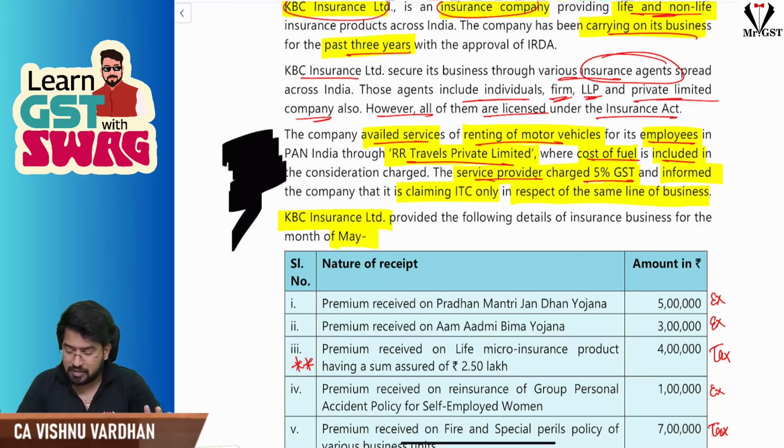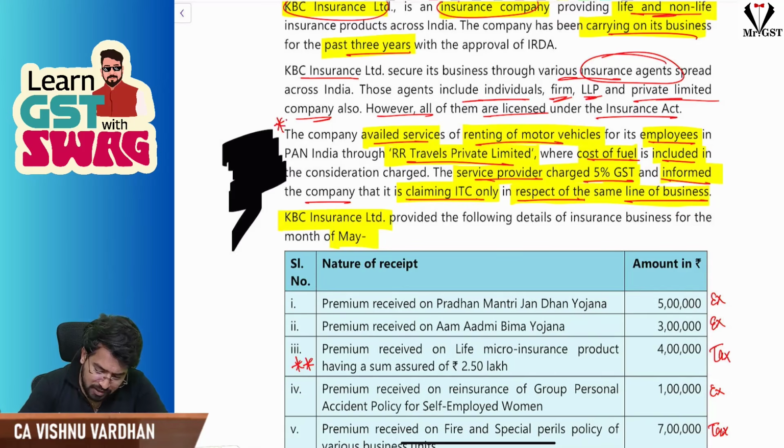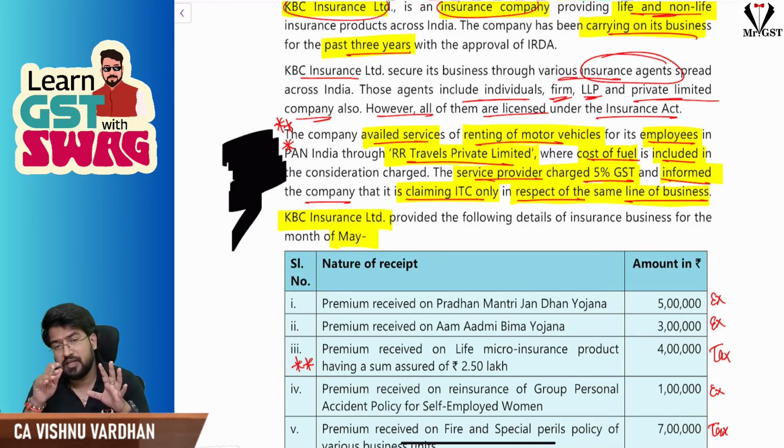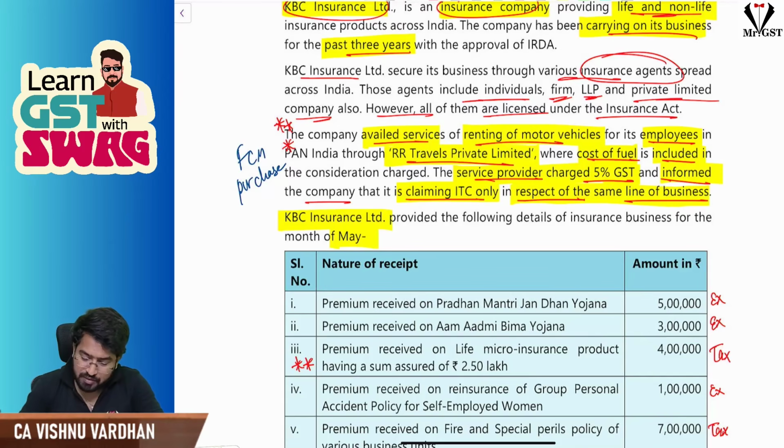Service provider is charging 5% GST and informed the company that it is claiming ITC only in respect of the same line of business. This is one important and interesting paragraph where they are saying all conditions necessary for availing RCM benefit, cost of the fuel, everything they are satisfying. All those points are given. But the point is, in case of renting of motor vehicle where cost of the fuel is included, the supplier should be a non-body corporate. But here the supplier is RR Travels Private Limited. So just to confuse you, they are giving so much information. The fundamental condition itself is violated: the supplier should be a non-body corporate, but here the supplier is a body corporate, so it is FCM purchase.